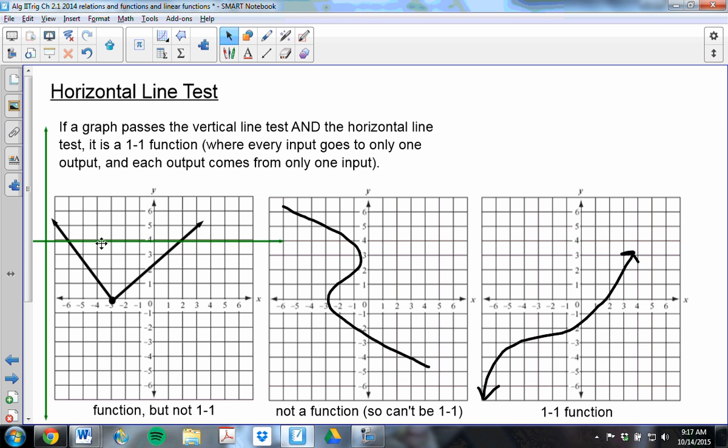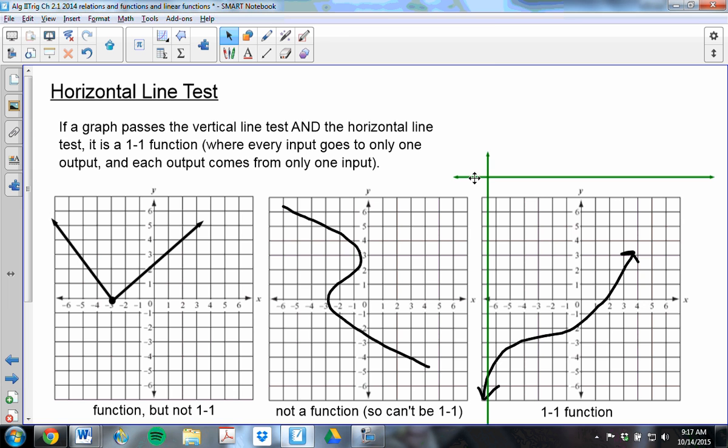And since it hits the graph more than once, like here there's the point -6,4 and the point 2,4, 2 is going to 4 and -6 is going to 4. So this is a function but not a one-to-one function. This one's not even a function because it fails the vertical line test. This one passes the vertical line test and it passes the horizontal line test. So it's a one-to-one function.